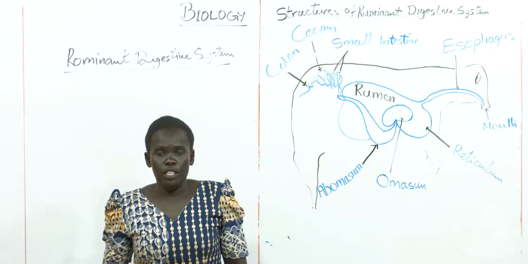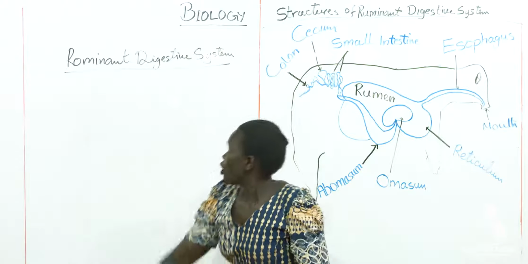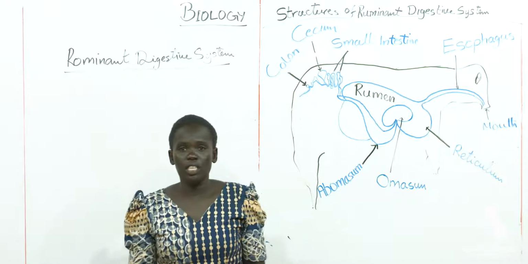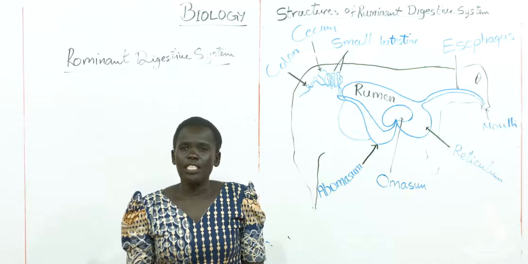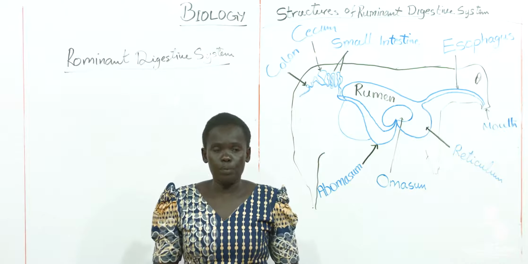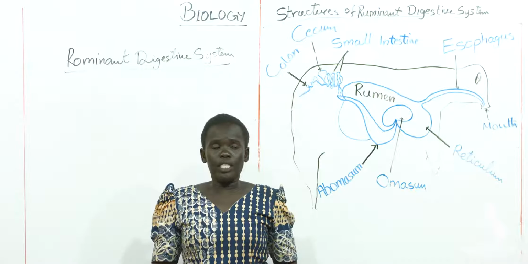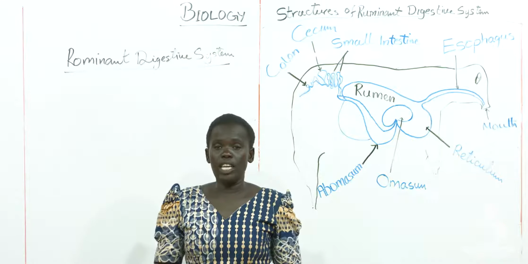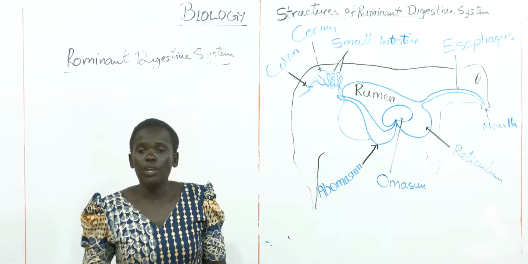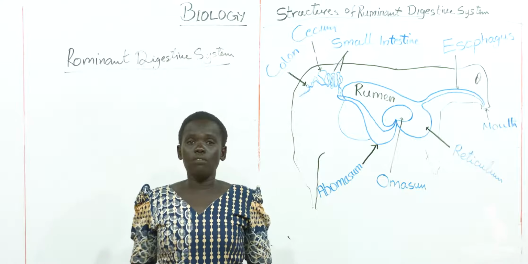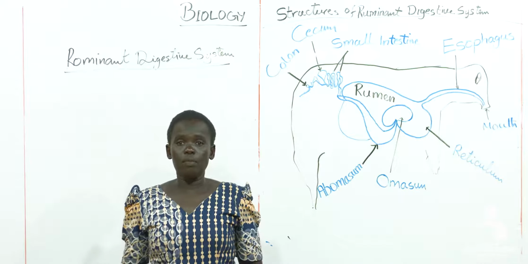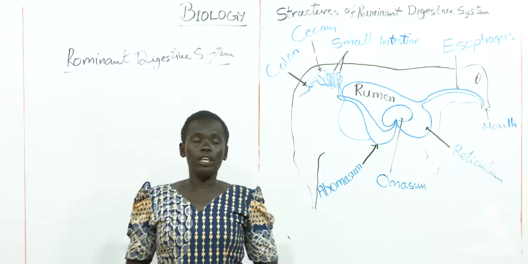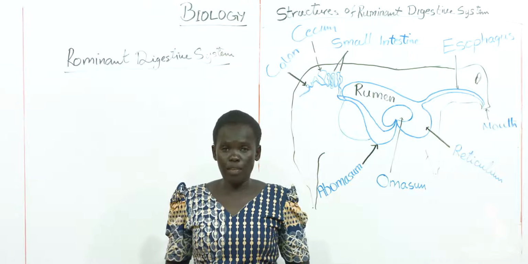Our topic is the ruminant digestive system. This is the third type of digestive system in animals. Because when we started learning about the digestive system in animals, we came to learn that there are 4 types of digestive system, based on the type of food the animal obtained from the environment.